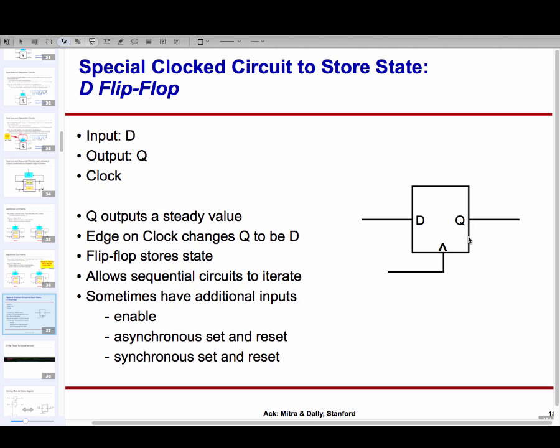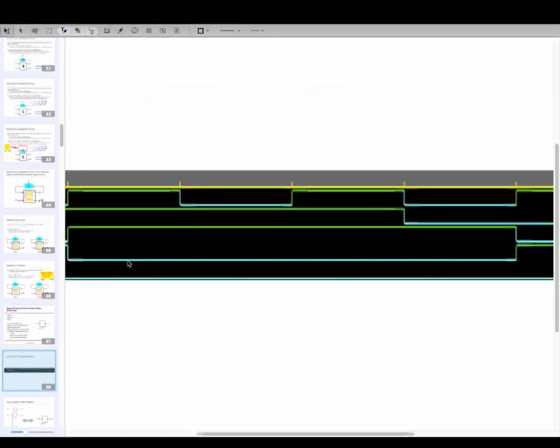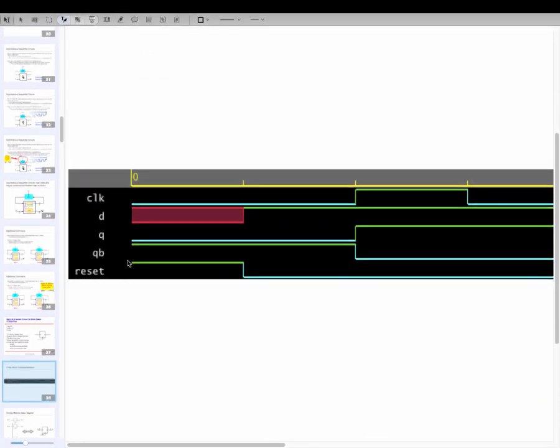And then another very common feature is that not only is the output given, but also the complementary version of the output. So if you go to Logisim and put up the D flip-flop, that's what you would see. In fact, the other thing is, maybe this is a slide which I did not have last time, but hopefully this helps understand things a little bit better.